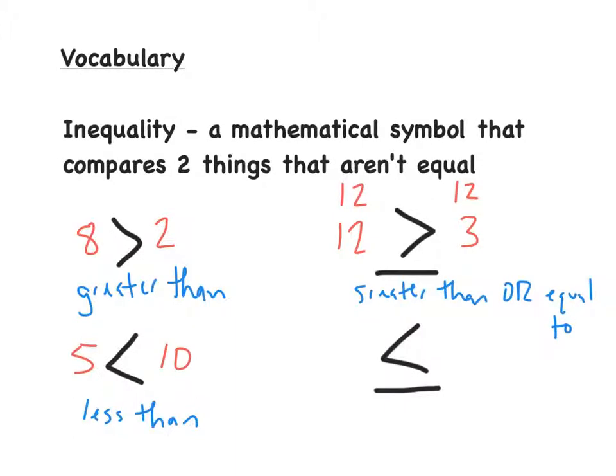This last one down here, we have the less than sign, but we also have the bar below it that's also written as or equal to. So we have less than or equal to. This could be written as 3 is less than or equal to 12, or it could be written as 3 is less than or equal to 3. The or equal to is what's important on that part.